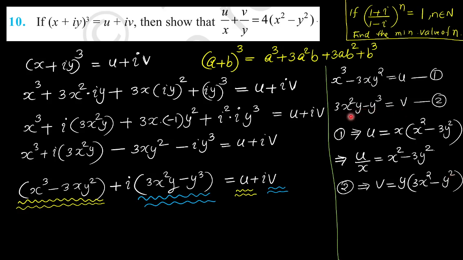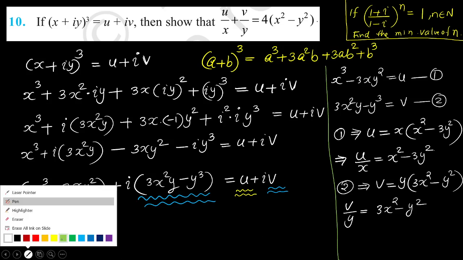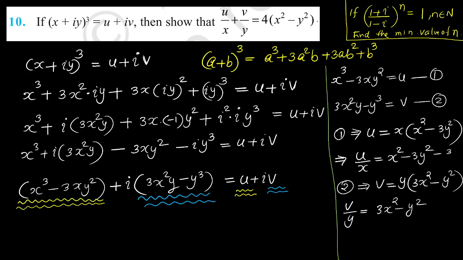Just took y outside. Why do I take y outside? Because I want v by y. It is mentioned in the question. So v by y equal to, y taken to left hand side, 3x square minus y square. Is that okay? Clear? Let me give some name for these equations: 3, 4. All of you clear till this step? Please respond. Yes, sir. Everyone is clear.